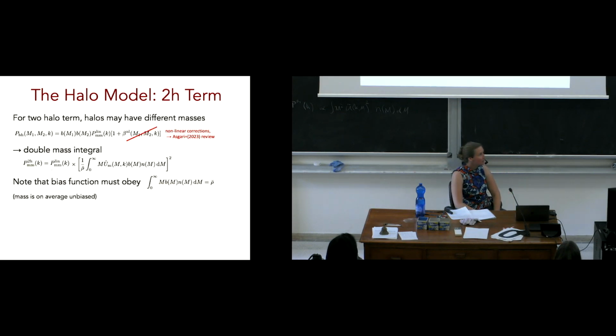Now for the two halo term, we have different masses, of course. We can write our halo power spectrum as the bias of the halos of those two masses, which we derived yesterday, times the linear matter power spectrum. And within the halo model, we should not, in principle, stop at the linear matter power spectrum. Otherwise, on many scales, we do much worse than what you just derived with Misha in the last lecture. So one could put in nonlinear corrections accounting for these higher order terms. But I'll not talk about those here.